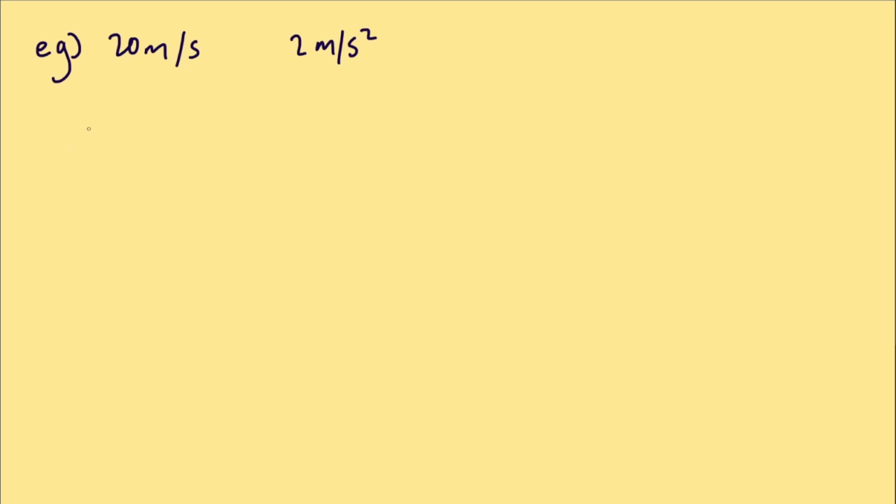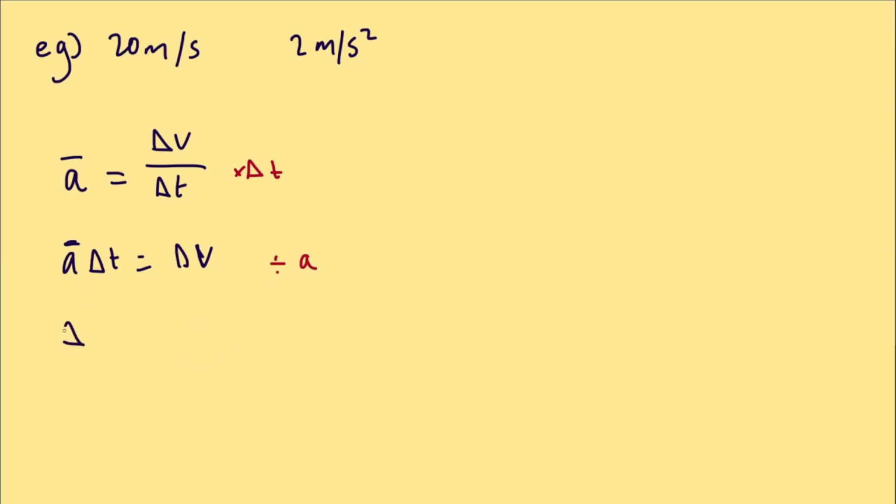Well, this is going to take a little bit of rearranging. Let's take the formula for average acceleration: delta V over delta T. If we multiply both sides by delta T, we get A T equals V. And then go ahead, divide both sides by acceleration. We find that the time is equal to velocity over average acceleration.